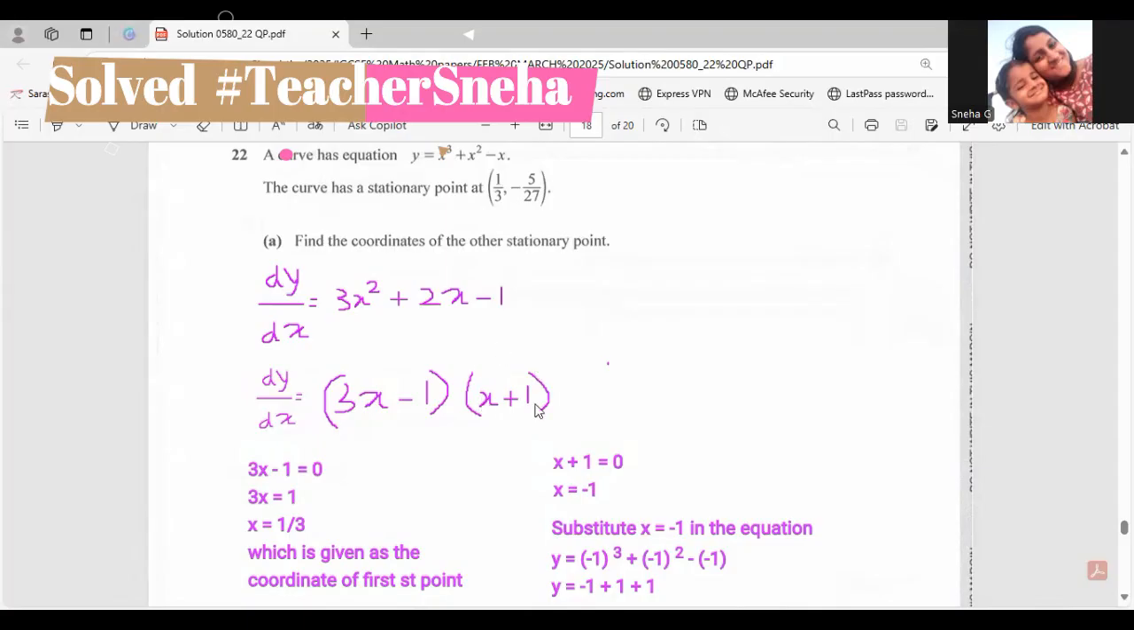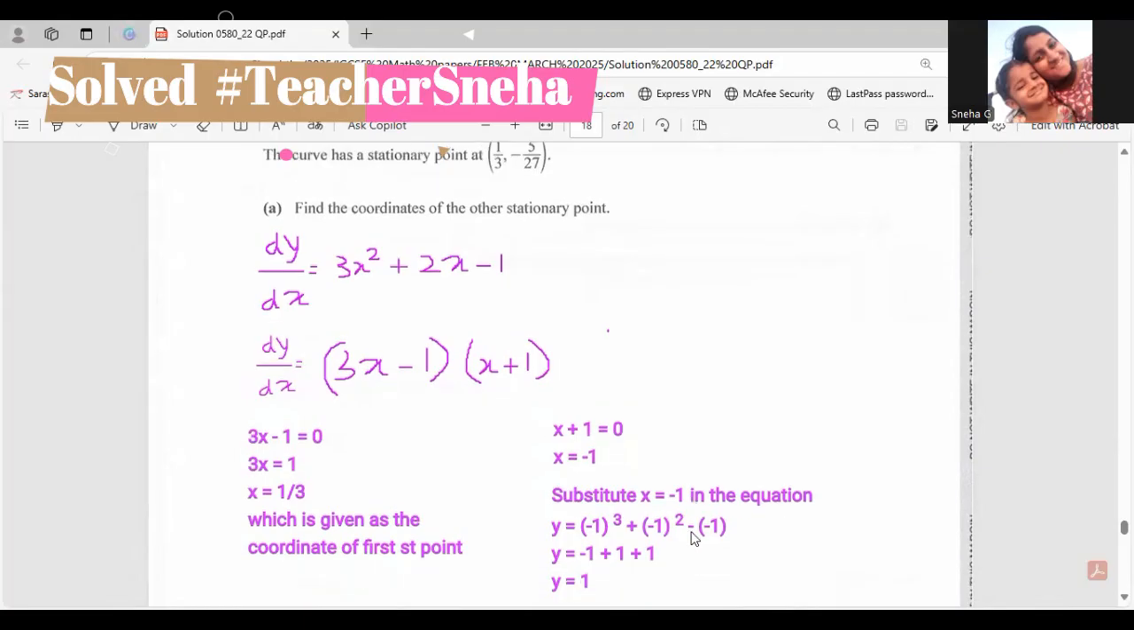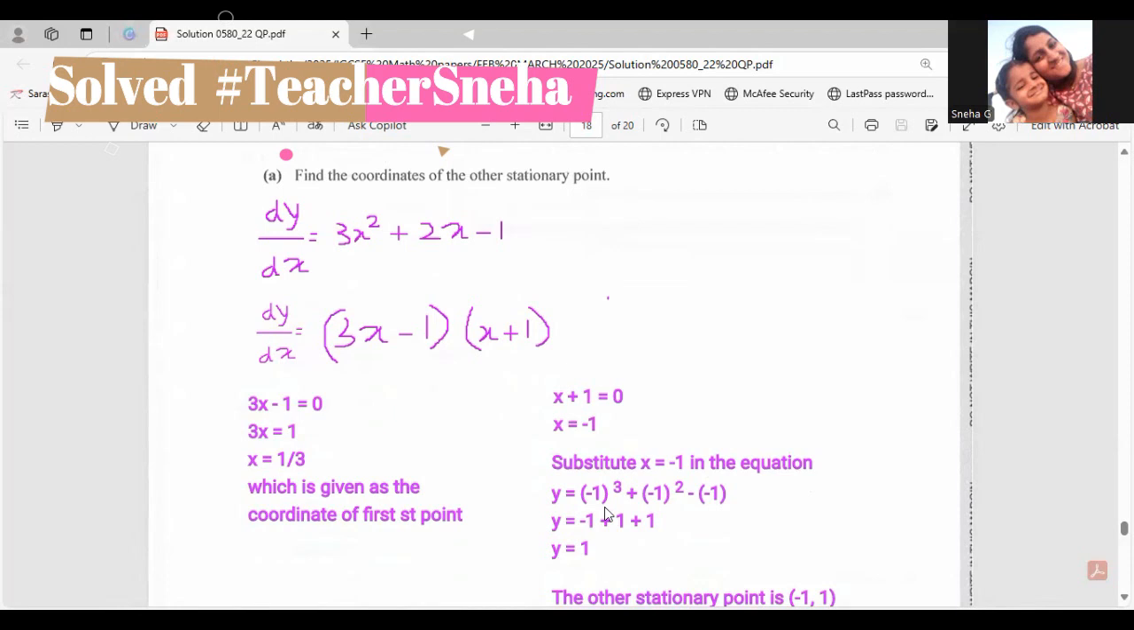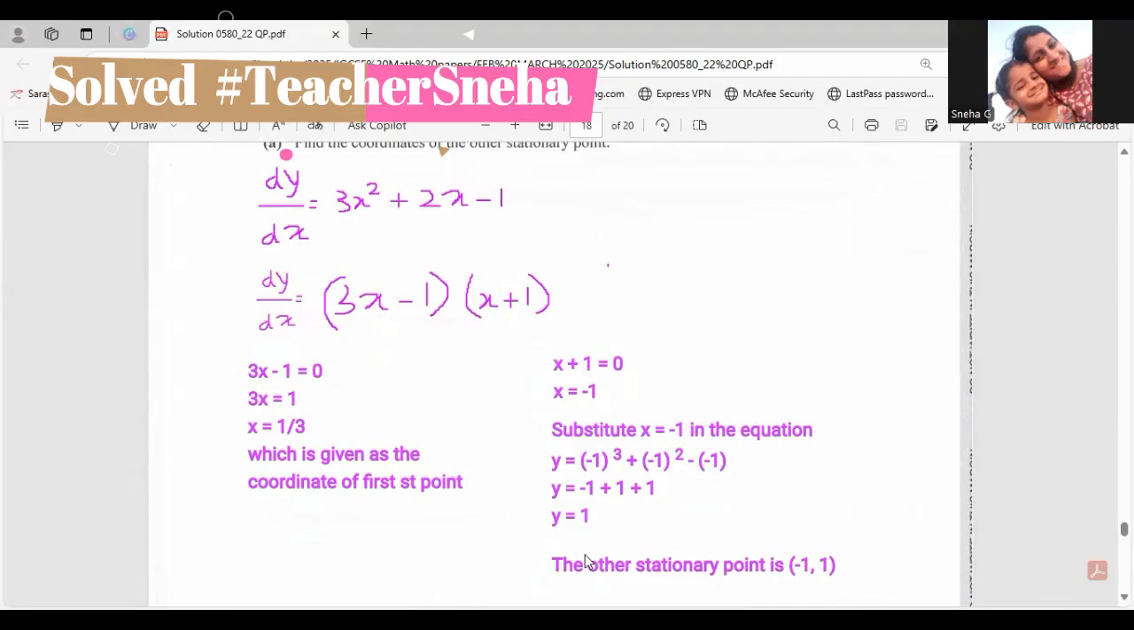So the other equation which is left with us is x plus 1 is equal to 0. So the x coordinate of the other stationary point will be x is equal to minus 1. This plus 1 moves to the other side and it will become minus 1. So the other stationary point's x coordinate is -1. Now to obtain the coordinate of y, we need to substitute -1 in the given equation, which is x cube plus x square minus x. And when I substitute, I get it as -1 cube plus -1 square minus -1. On simplifying, you get y answer as 1. So the coordinates of the other stationary point: the x coordinate is -1 and y coordinate is 1.